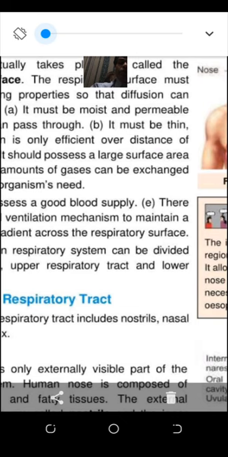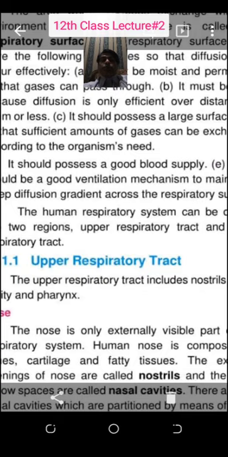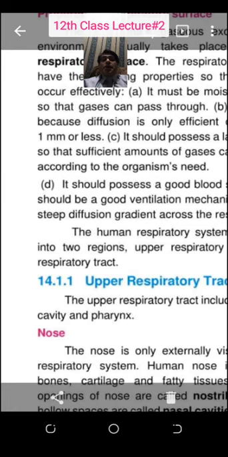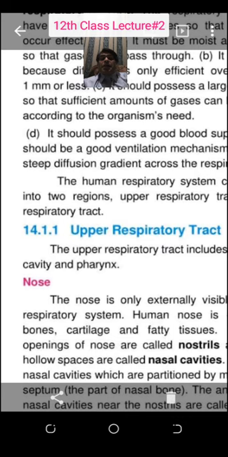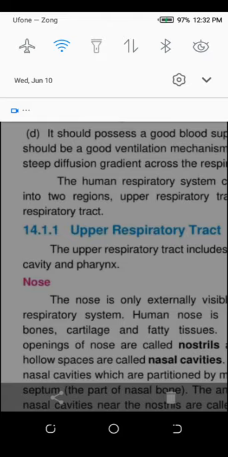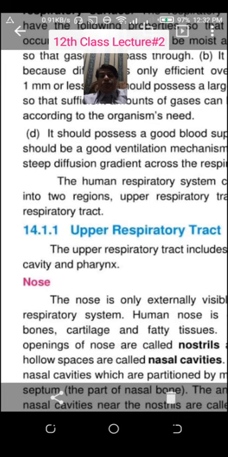We'll go back to another point which I wanted to share. This is a very important point, students. This is the fourth point I want to share with you. I will highlight this point, students. I will be slow on this point, because it shows you the key concept of the respiratory system.